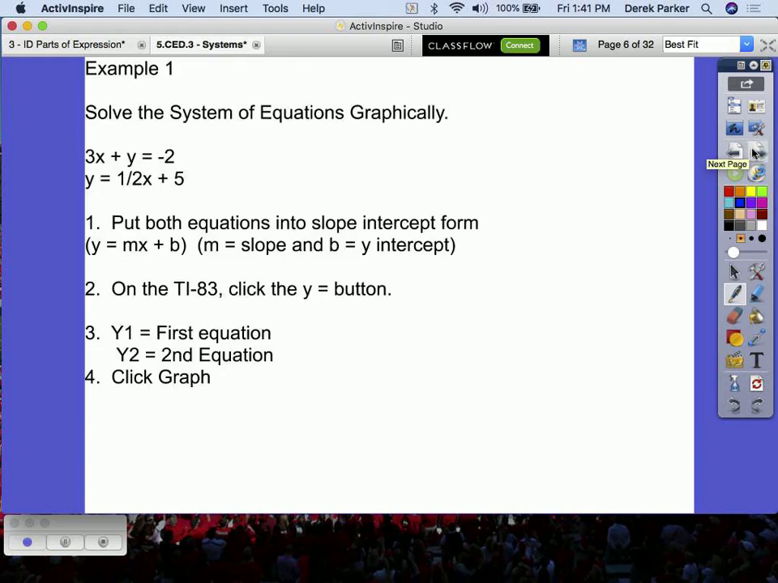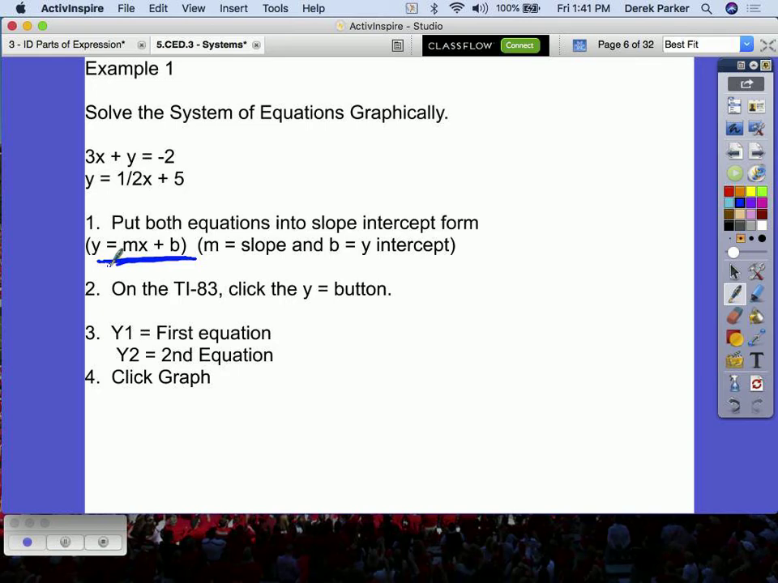Okay, so we're going to start off by solving the system of equations graphically. To do this, you're going to need a TI-83 calculator. Go ahead and go to the y equals screen in the top left-hand corner. This is where your equation is going to go, but here's the deal. Both equations have to be in slope-intercept form. Remember, slope-intercept form is y equals mx plus b, where m is your slope, and b is equivalent to the y-intercept where it's hitting the y-axis.